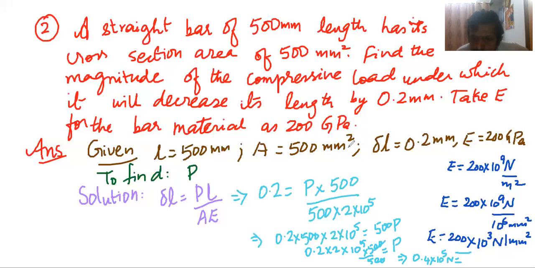So 4 into 10 power 4, you can write. This one we can say 0.4 into 10 power 5. I'll use the calculator for that, friends. So just write 0.4 into 10 power 5. That is 40,000 directly. So 40 into 10 power 3, or 40 kilonewton. Is it clear, friends? So capital P is 40 kilonewton.